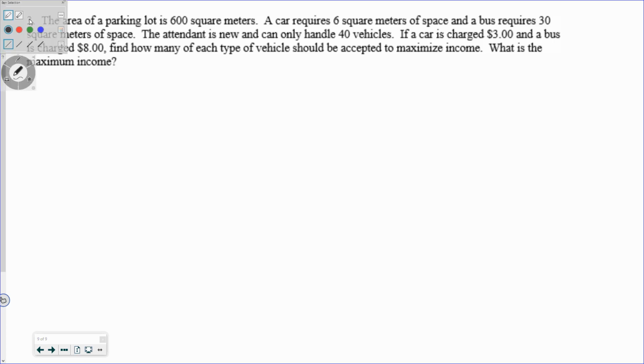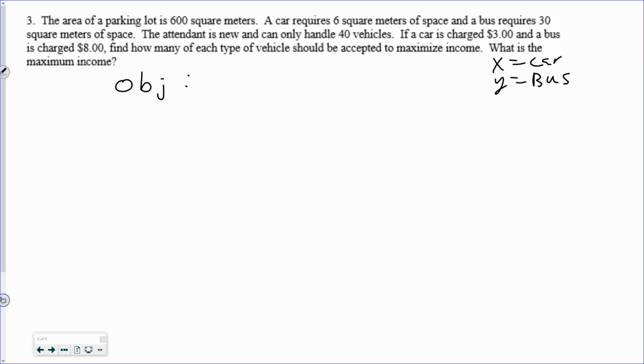So anytime you have a linear programming problem, you want to figure out, well, what's my objective going to be? What am I trying to do? So the objective function here, well, it's still a business. I'm making money. My goal is to maximize profit. I'm going to say X is cars, Y is buses. I don't want to use C and S or C and B. I'm using X and Y. So 3X plus 8Y, that's my profit. My profit is 3X plus 8Y, and I want to maximize this.